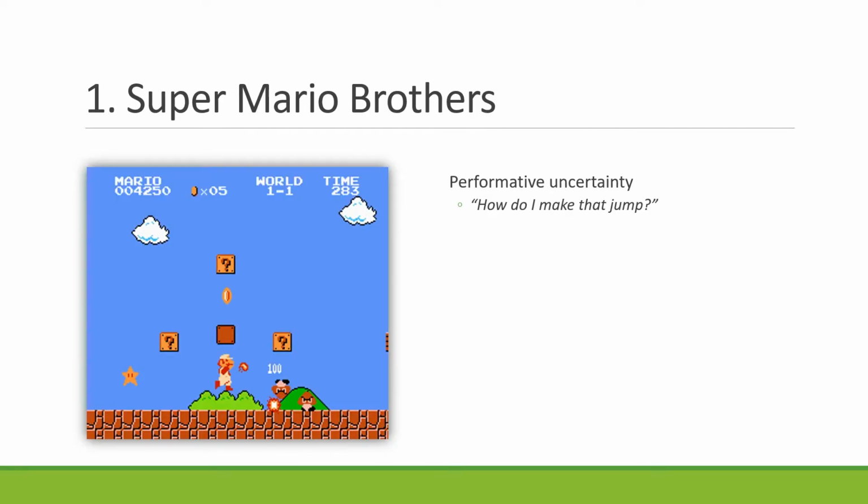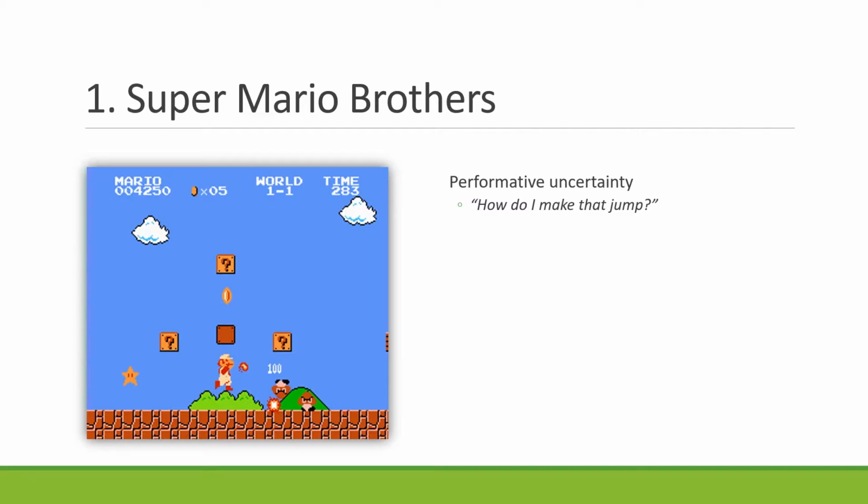So Costikyan distinguishes a number of different types of uncertainty. The first one that is going to be most obvious to everybody is so-called performative uncertainty, which is, how do I even do anything? If you pick up a controller in a game like Mario and you try to do something, you will learn how to jump pretty quickly by pressing the right buttons. But how to jump well and how to jump over obstacles of increasing difficulty is more difficult. That's where the challenge begins.